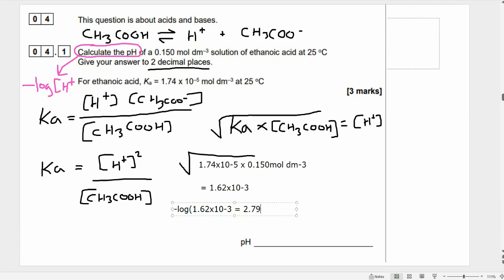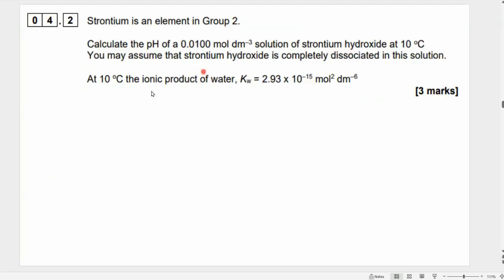In fact, you'll get 2.79 and some various other numbers, but of course, it asks for 2 d.p., so you need 2 decimal places. And that's how to do the first part of this question, finding out the pH of a weak acid. And this is on the ionic product of water. These are fairly common calculations in acids and bases. So let's get into it.